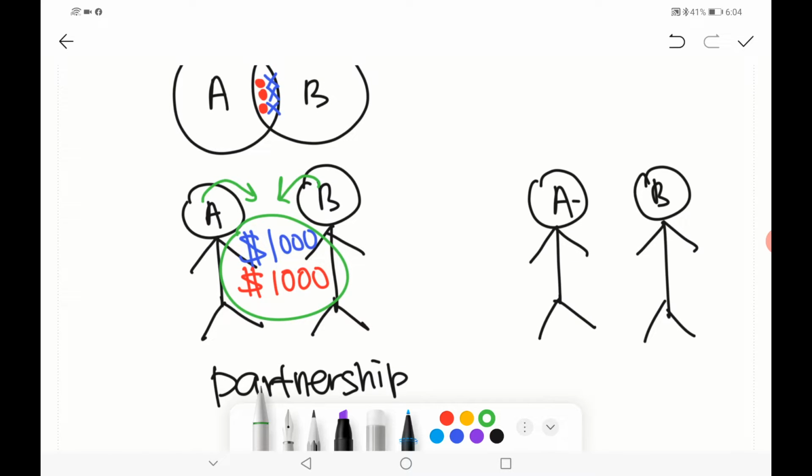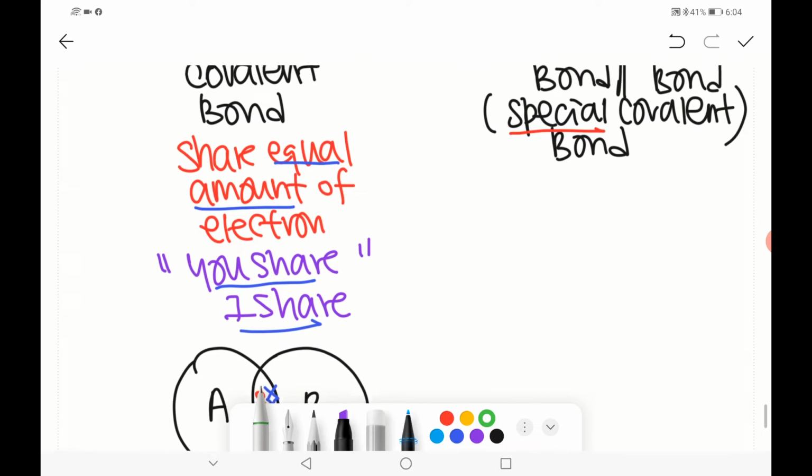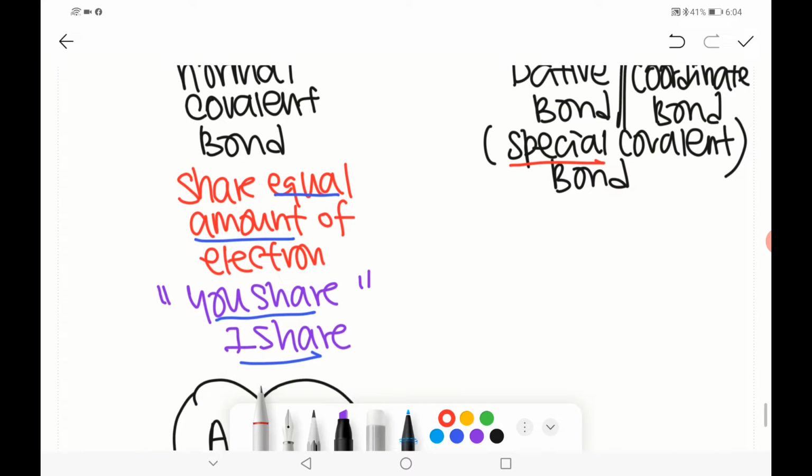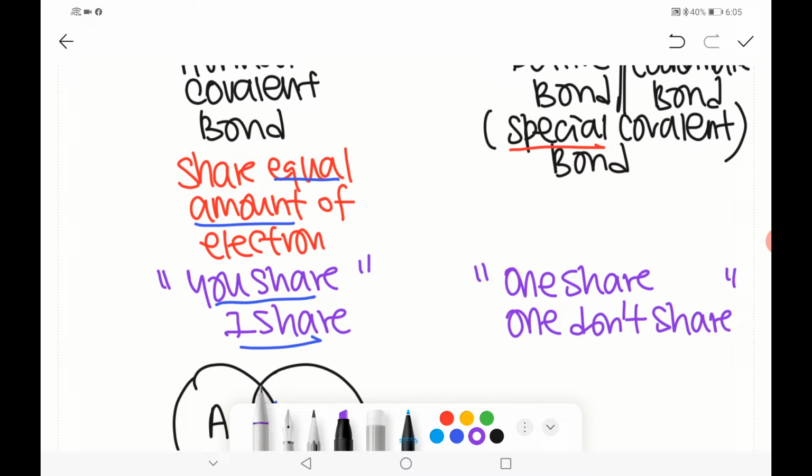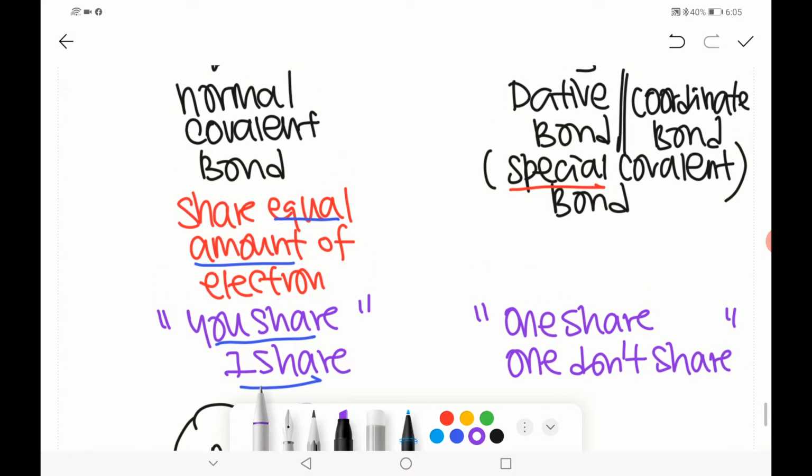Okay, now when you come to the special covalent bond, the dative bond, what happens is that only one fella contributes 2 electrons for sharing. Meanwhile, the other fella doesn't. So the idea is: one shares, one doesn't share. That is the essence of the dative bond.